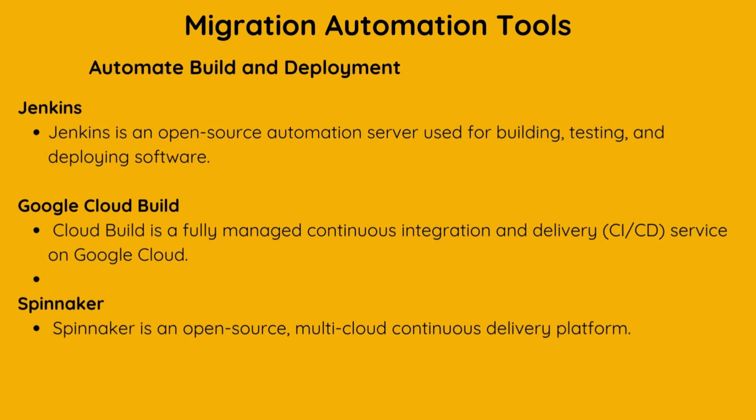Jenkins is an open-source automation server used for building, testing, and deploying software. Google Cloud Build is a fully managed continuous integration and delivery (CI/CD) service on Google Cloud. Spinnaker is an open-source multi-cloud continuous delivery platform.